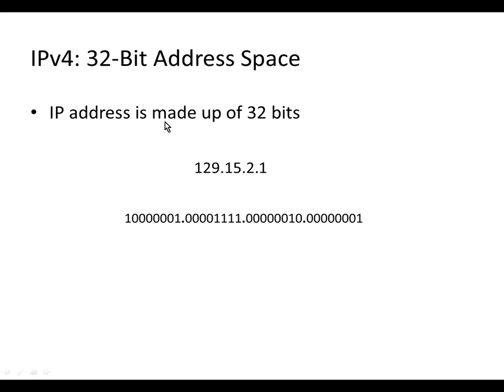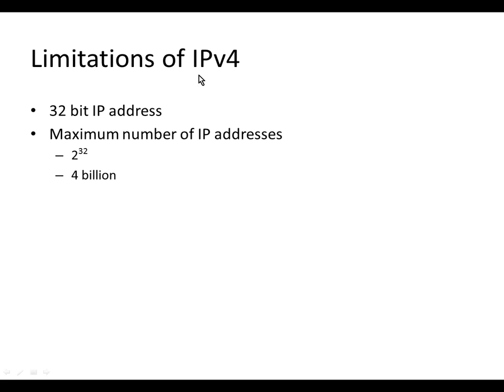The IP address is made up of 32 bits. Each octet is represented by 8 bits. Add them all together, you get 32 bits. So the limitations of IPv4: since you have 32 bits, the maximum number of IP addresses is 2 to the 32nd, which is 4 billion. The maximum number of IP addresses that can be derived from 32 bits is 4 billion.